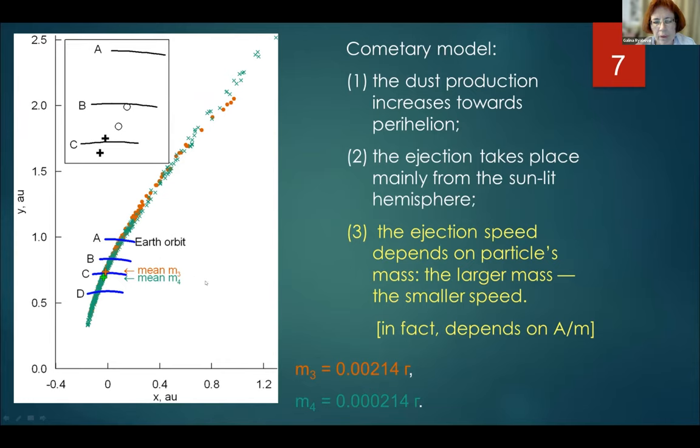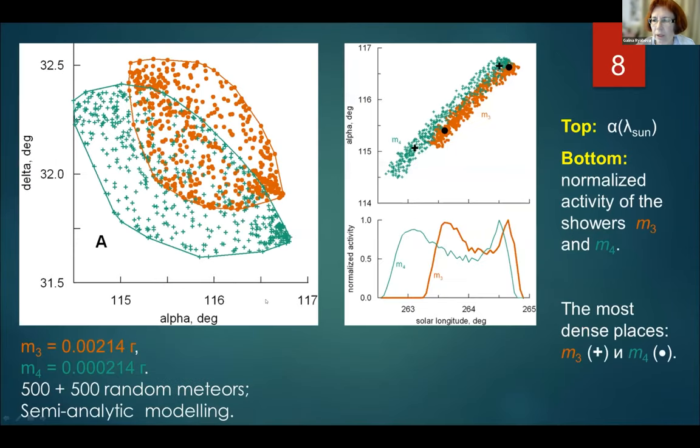Another point is that we don't know where the Earth intersects the stream. First intersection I noted A, it is the Earth orbit. But we don't know, maybe it intersects in B or C or D. So we should analyze everything. This is the radiant for section A.